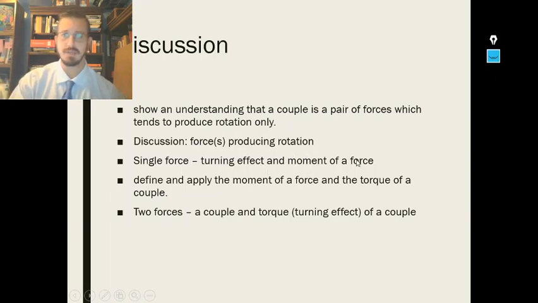So it's the example that we had earlier with a wrench. The bigger the wrench, the greater the distance from the pivot. So you don't have to supply as much force when you have a greater distance to the pivot. And that's why a bigger wrench can make the job a little bit easier. We don't have to exert as much force to achieve the same torque. Define and apply the moment of a force and the torque of a couple. You can go back to the previous slides and make sure you have those definitions down. And remember that with two forces, we have a couple and this turning effect, the torque of a couple.